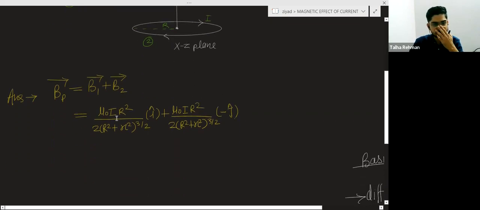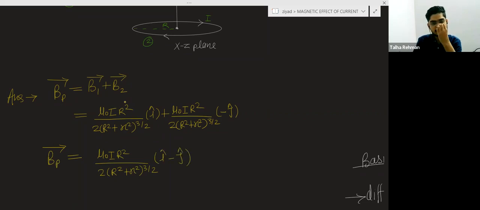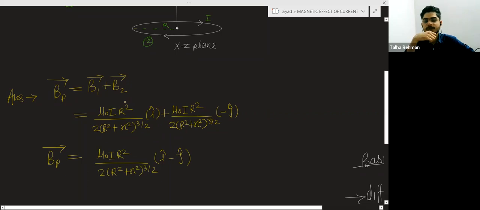You can take this term common, and you can write your answer in vector form. Magnetic field at point P is equal to mu 0 I r square divided by 2 times of (r square plus x square) to the power 3 by 2, multiplied by (i cap minus j cap). This is your magnetic field at point P.